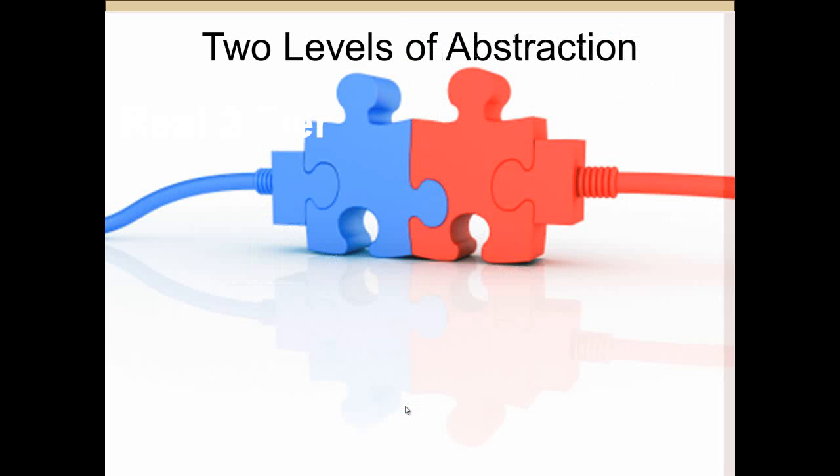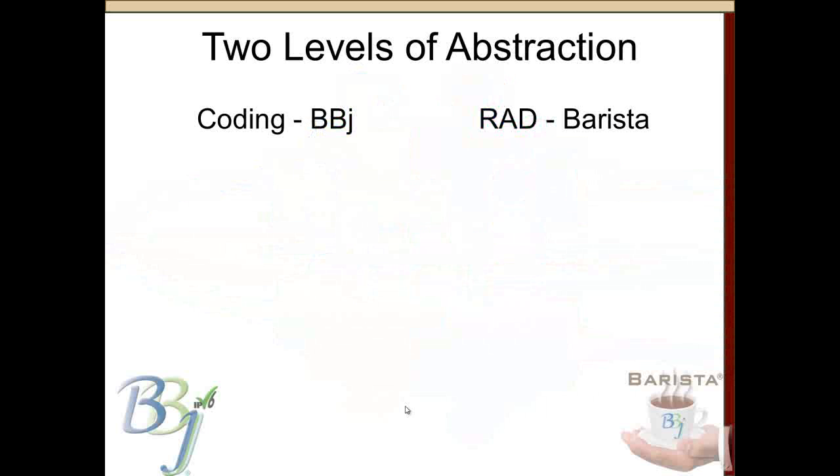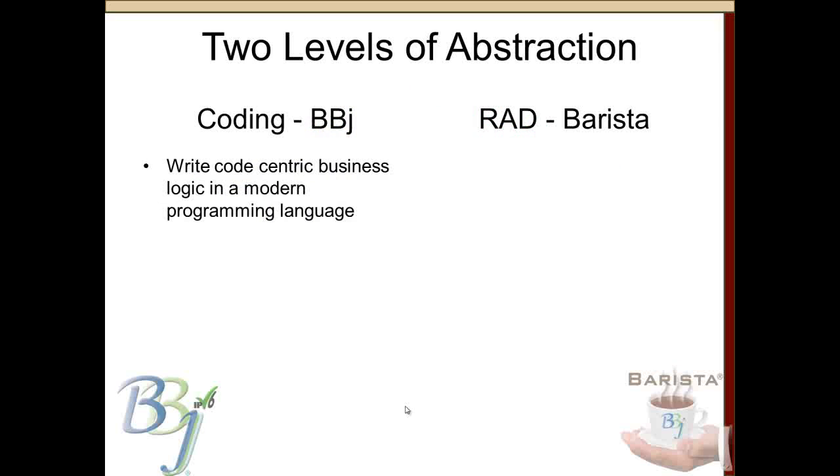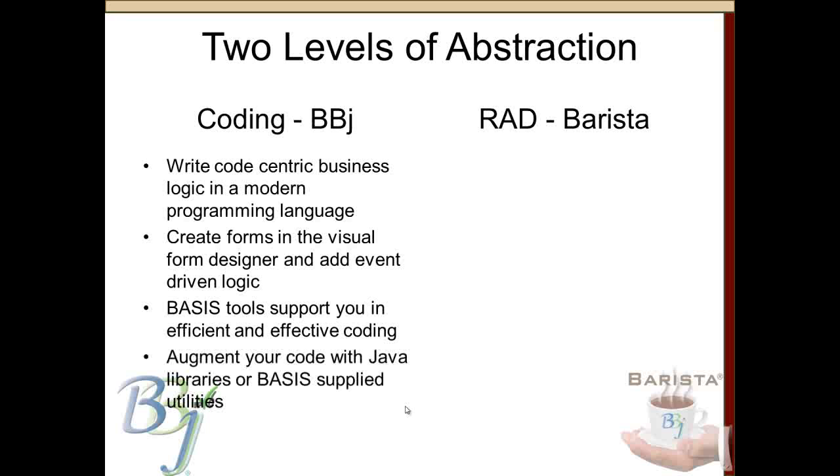So we have two levels of abstraction when we're looking at generating code. Firstly, writing handcrafted code with BBJ, or secondly, using the rapid application development environment Barista. The first level of abstraction is to write our code in BBJ. We write code-centric business logic in a modern, object-oriented programming language. We create forms in the Visual Form Designer and add event-driven logic there too. BASIS tools support you in efficient and effective coding, and you can augment your code with Java libraries or BASIS-supplied utilities, more about which I'll touch on later.